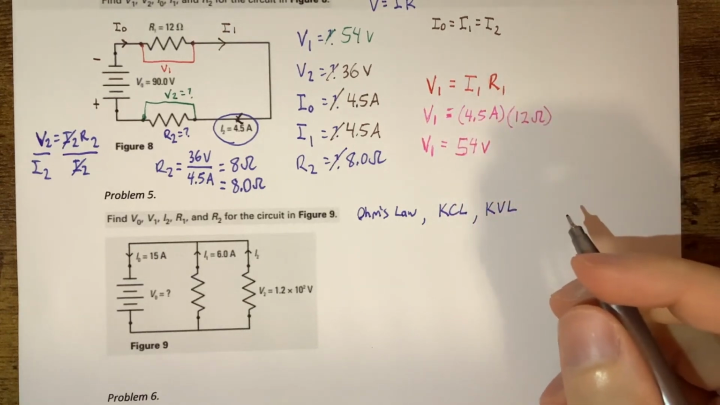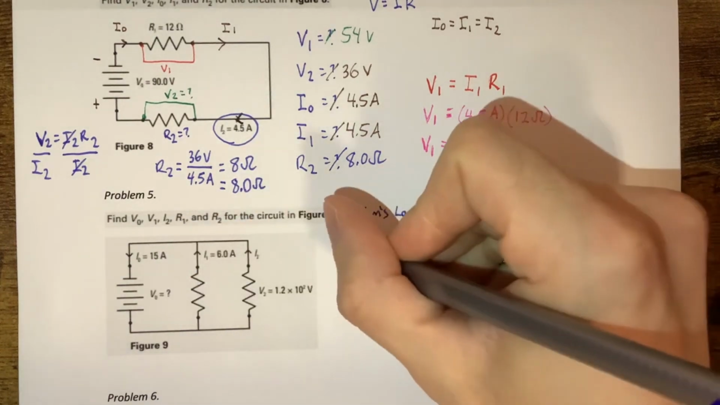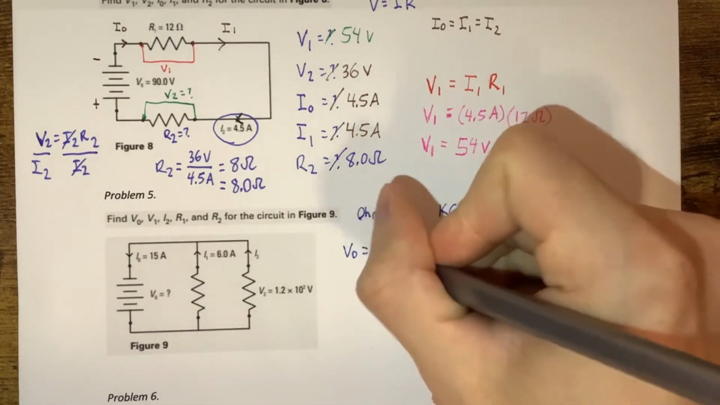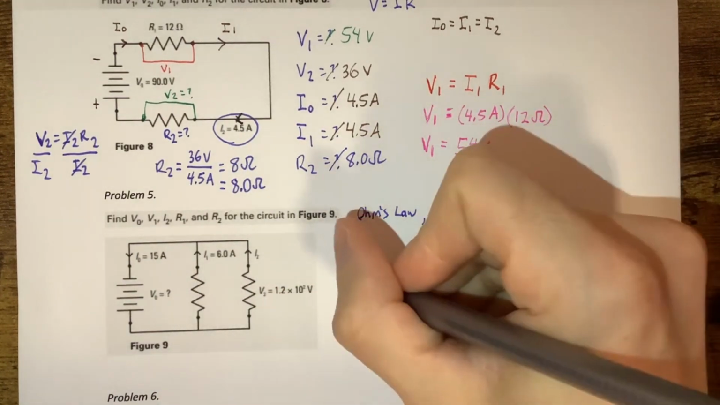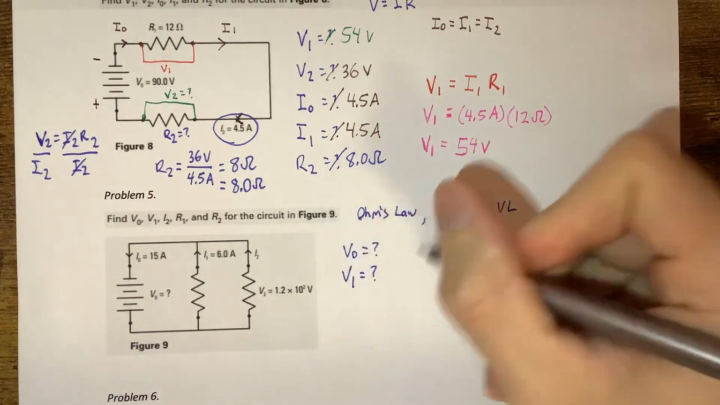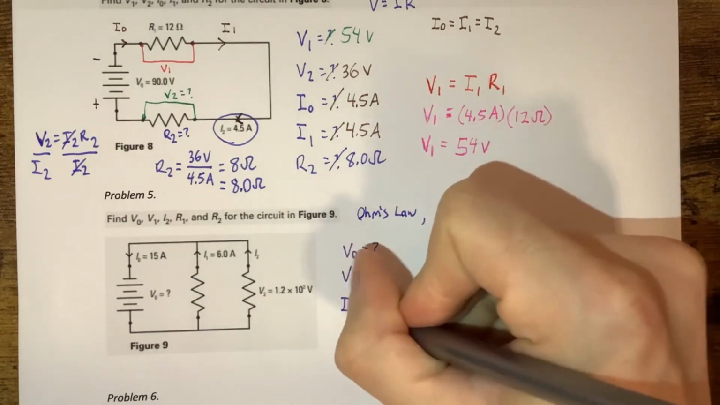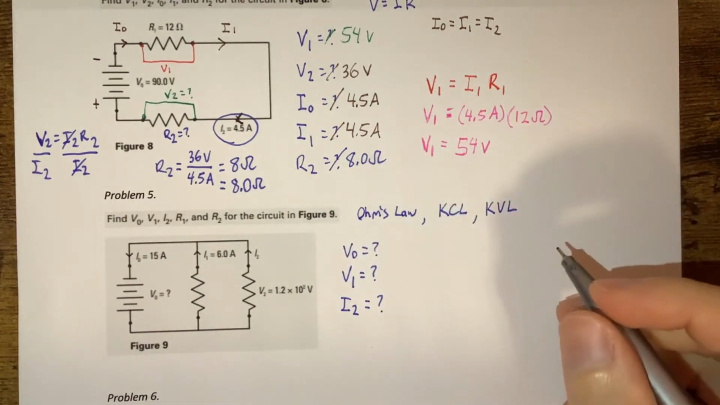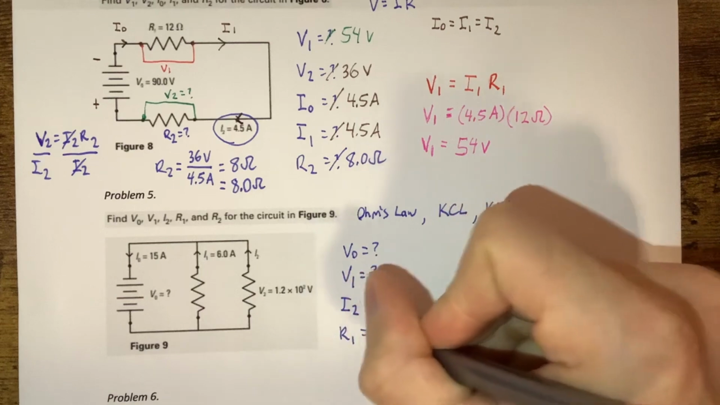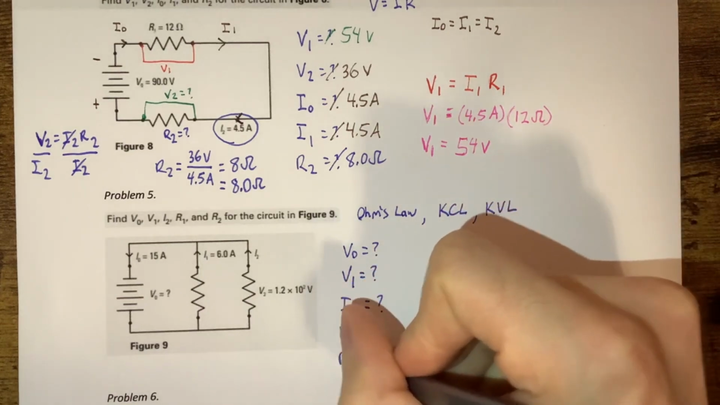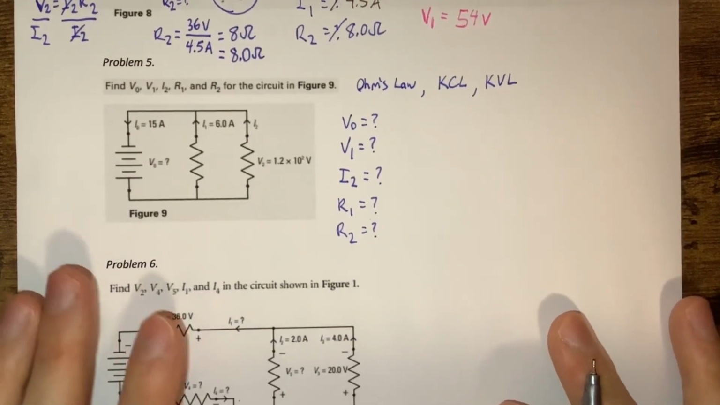Okay. So I first want to list out what we're looking for, right? So we're looking for V naught, so that's V with a little zero there. We don't know what that is. So that's that initial voltage of this battery, okay? And we are looking for V1. We don't know that, so this would be considered V1 here. We are looking for I2, okay? And we're looking for R1, and we're looking for R2. Okay, move that up here a little bit. All right, so how do we begin this?